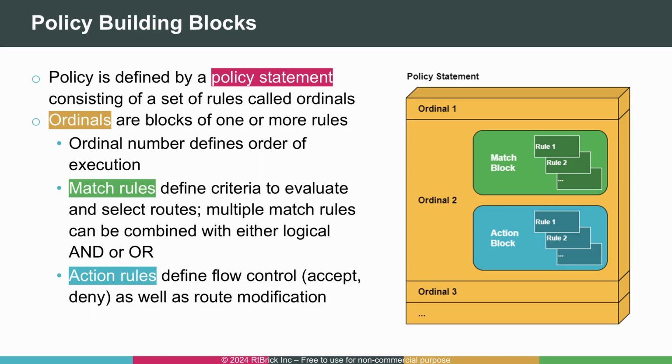More advanced actions can modify route attributes, for example, setting the local preference, prepending the AS path, or changing the next hop IP address. Ordinals within a policy are evaluated sequentially. By default, the first matching ordinal determines the action taken. However, policies can be explicitly configured to continue evaluating subsequent ordinals after a match.